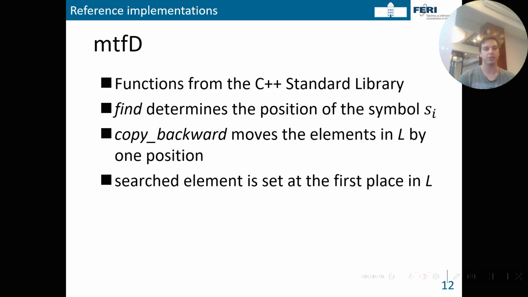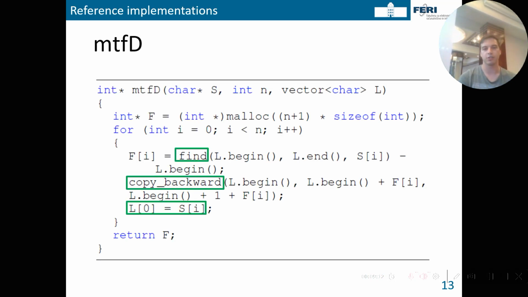And the last implementation, MTF-D, uses the functions from the C++ standard library, where at first we determine the position of the symbol Si using the std::find function. Afterwards, we move the elements in list L by 1 position using the copy_backward function. And at the end, again, we use simple assignment to set the search element at the first place in list L. So here you can see the code for the last reference implementation, MTF-D.